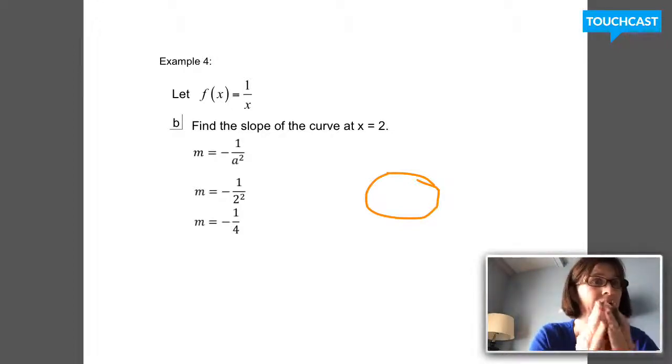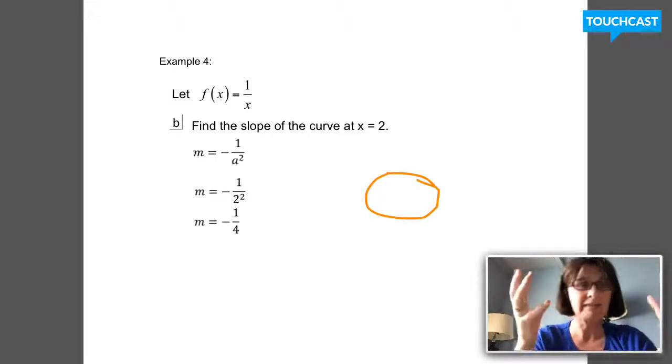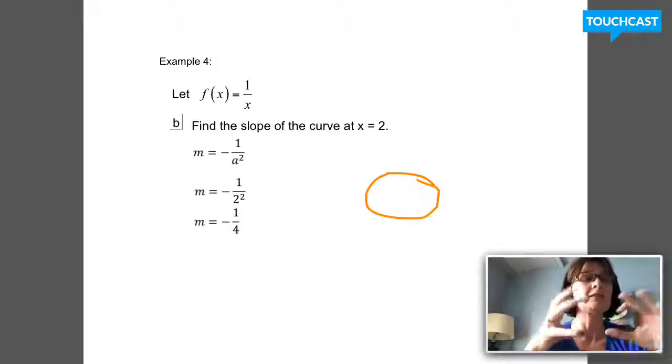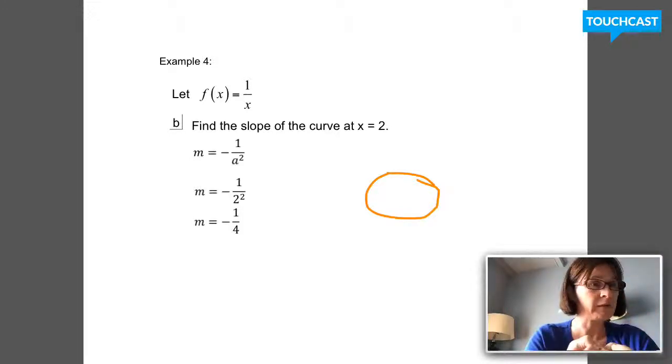This is a big topic in calculus. In fact, it's going to take up the whole rest of our first half of calculus. Finding a formula that you can use to give you the slope of a curve at any point on the curve.